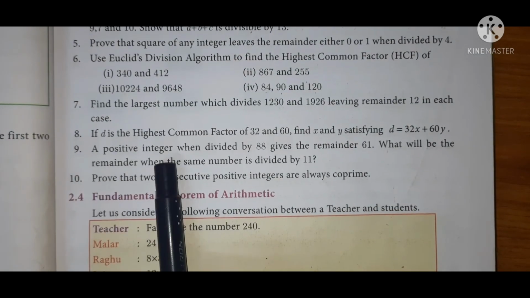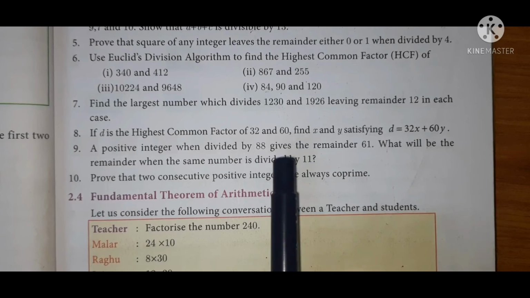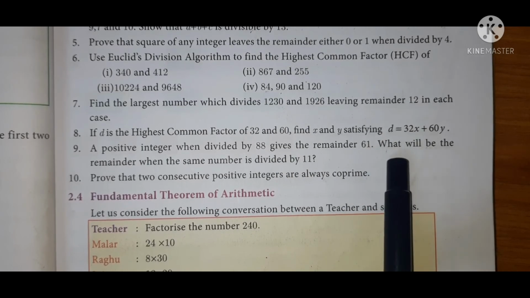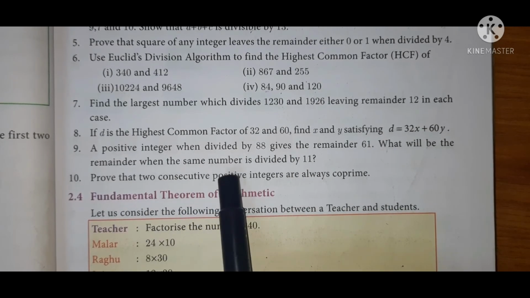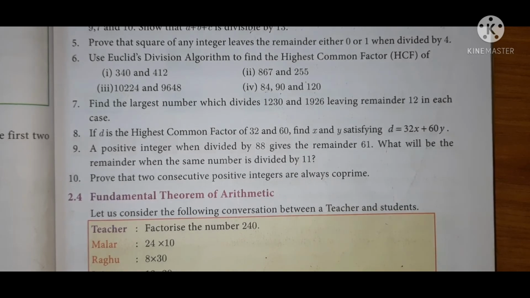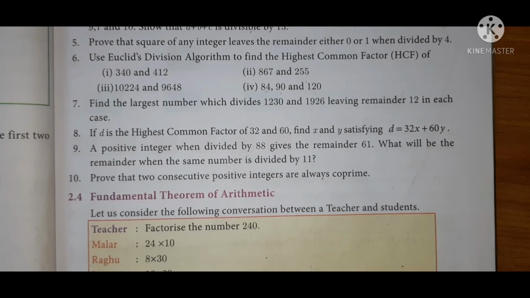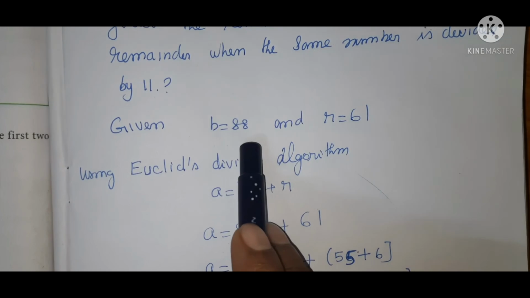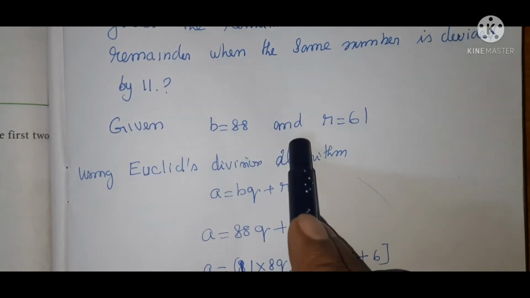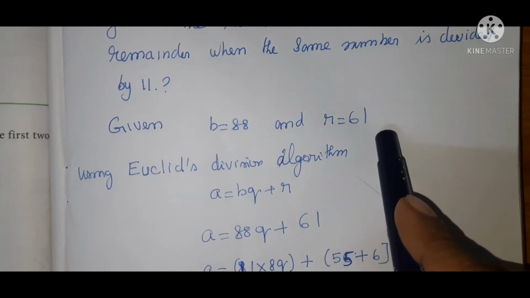Ninth sum. A positive integer when divided by 88 gives the remainder 61. What will be the remainder when the same number is divided by 11? A positive integer is given. That positive integer is divided by 88 and leaves a remainder 61. That same number is divided by 11. What is the remainder? Given b is 88, that is the divisor, and r is 61, that is the remainder.